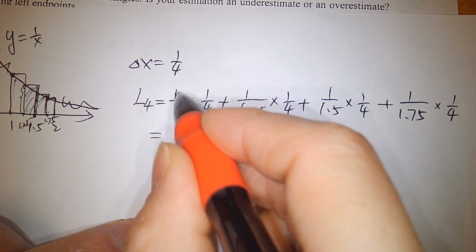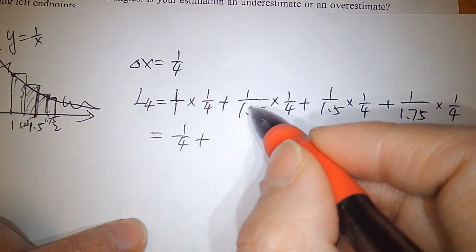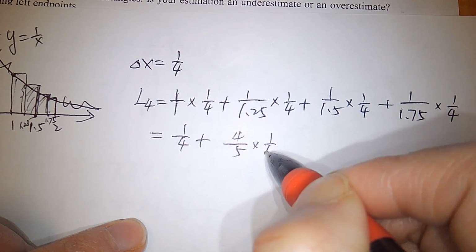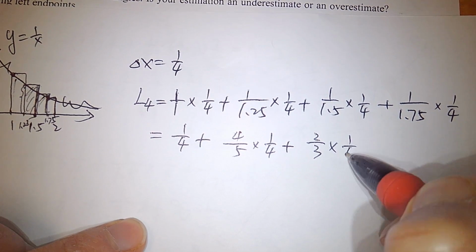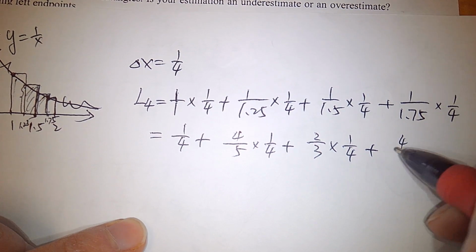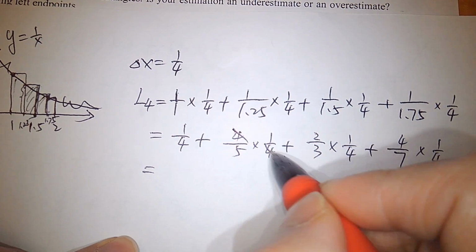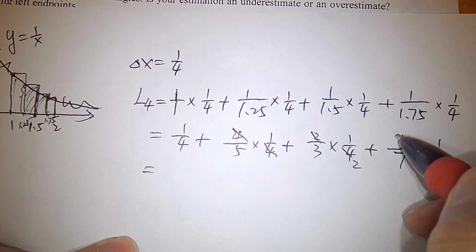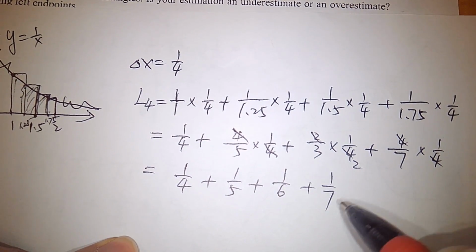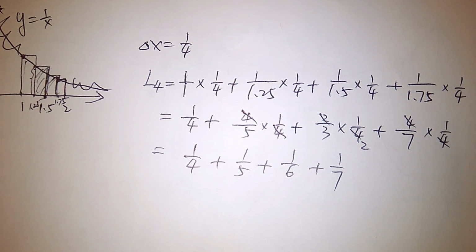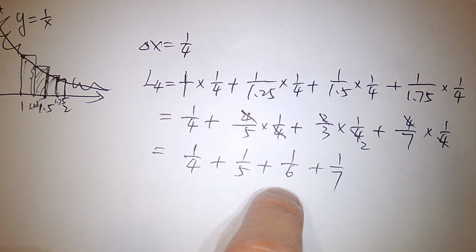Alright. 1 over 1 is 1 times 1/4. This is 1/4 plus. This is 4/5 times 1/4. This is 1 over 3/2, 2/3 times 1/4. 7 over 4, 4 over 7, times 1/4. We did it previously. Ooh, look at this one. 1/4 plus 1/5 plus 1/6 plus 1/7. Okay? 1/4, 1 over 5, 1 over 6, 1 over 7.